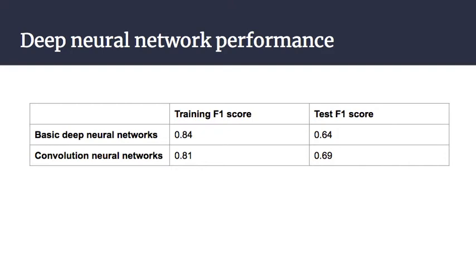This is the performance of the neural nets that we built. For the basic neural net, we got 0.84 as the training F1 score and 0.64 as the test F1 score. Using the convolutional neural net, we got 0.81 as the training F1 score and 0.69 as the test F1 score. We tried to optimize for the F1 score because it takes care of both precision and recall. We were able to get a better F1 score than the baseline model as well as the score mentioned in the Heron et al. paper.